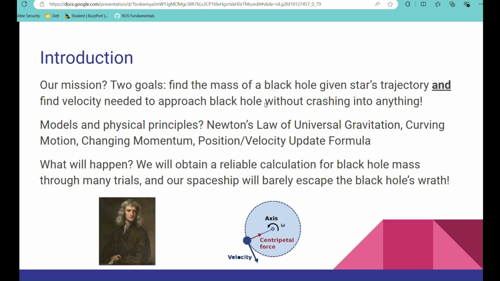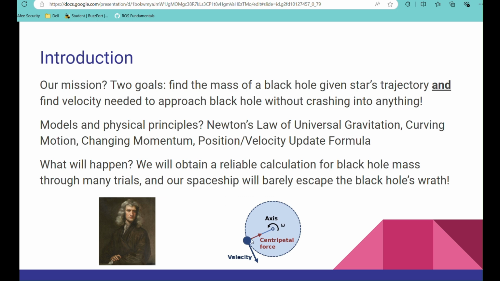What are the models and physical principles? They include Newton's law of universal gravitation, as stated before in a previous lab, curving motion, changing momentum, and position and velocity update formulas. What will happen? As a brief overview, we will obtain a reliable calculation of the black hole's mass through many trials, over 400 trials overall, and our spaceship will barely escape the black hole's wrath, luckily.